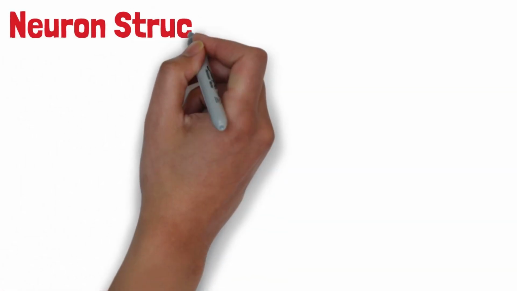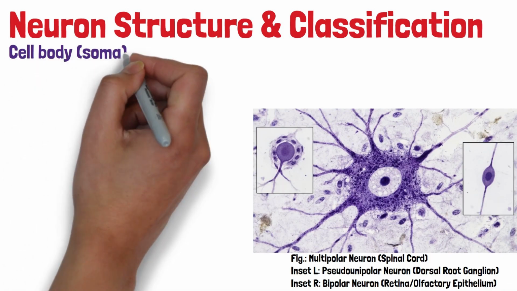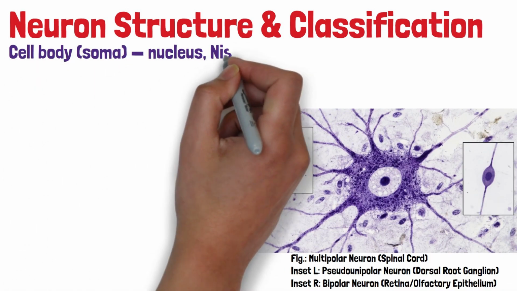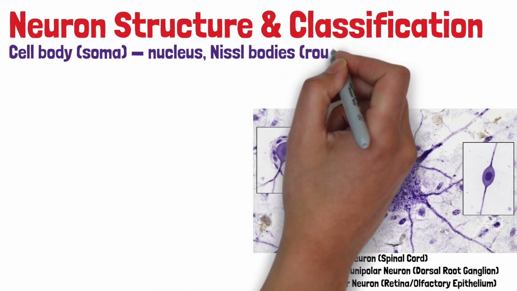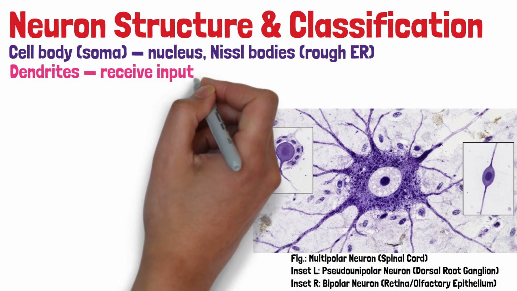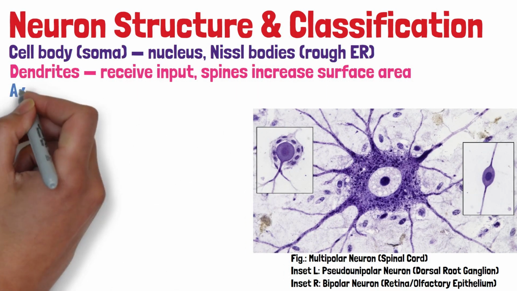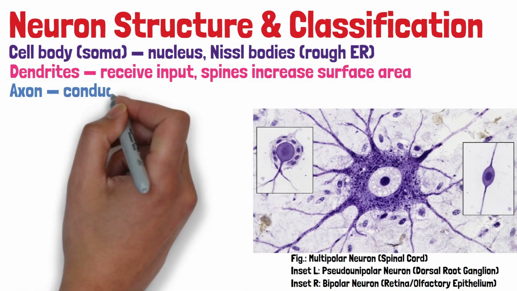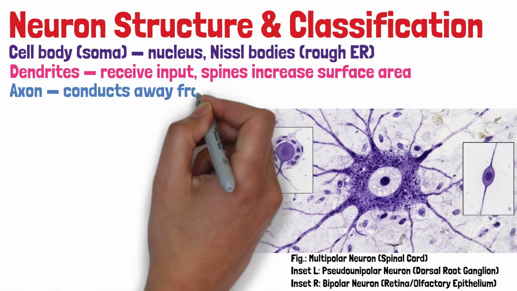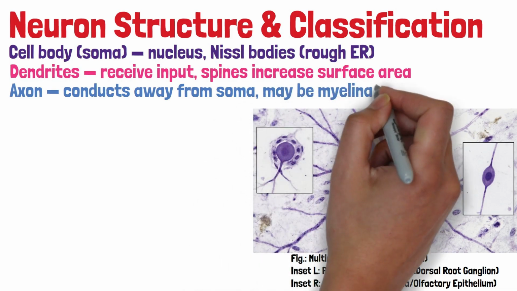Let's break down the neuron itself, starting with the cell body or soma. That's where the nucleus lives, along with Nissl bodies, which are just rough ER doing protein synthesis. Dendrites receive input, and they use spines to increase their surface area for more connections. The axon conducts the action potential away from the soma. It may be myelinated, and it ends in synaptic terminals.